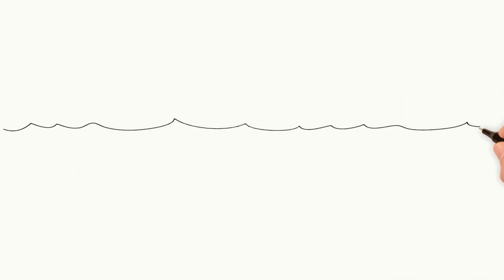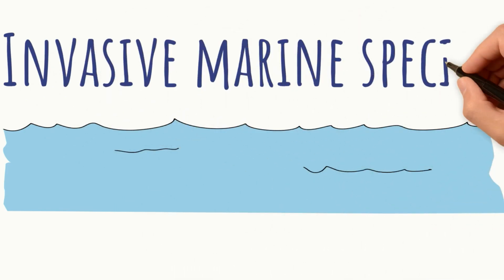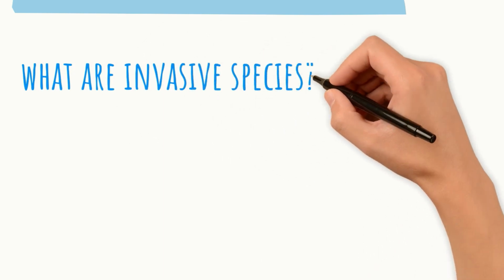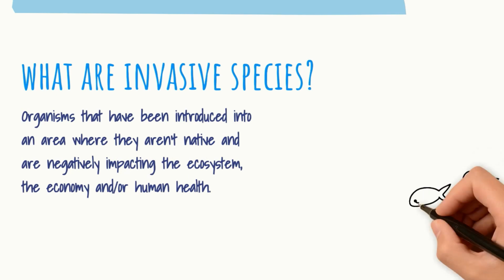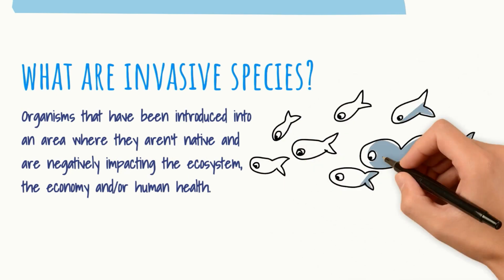Some things can be harmful to our ocean's biodiversity. One of these things is invasive marine species. So, what are they? Well, invasive species are organisms that have been introduced into an area where they aren't native and are negatively impacting the ecosystem, the economy, and/or human health.